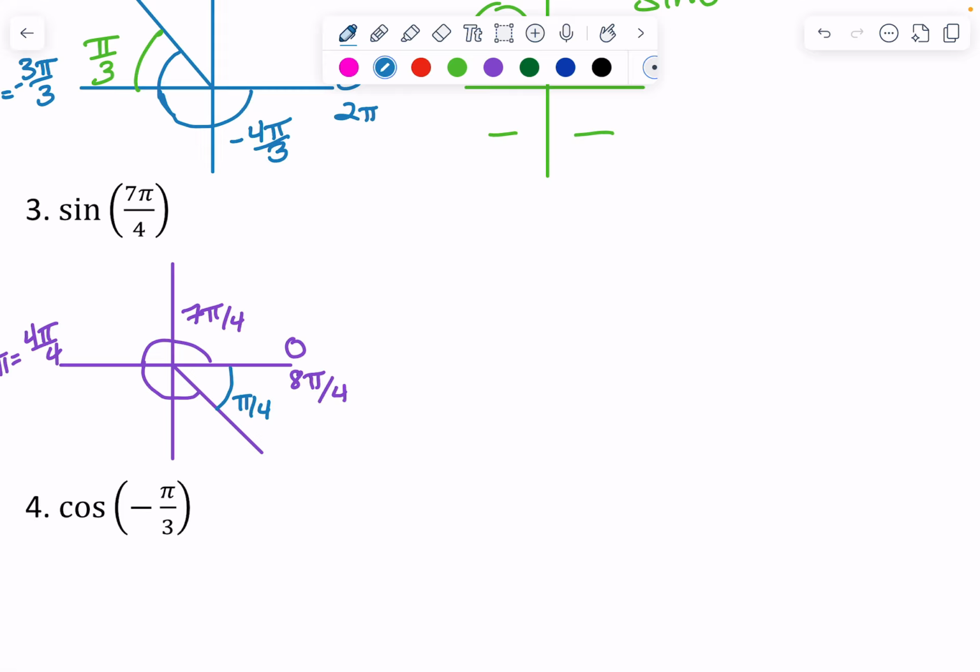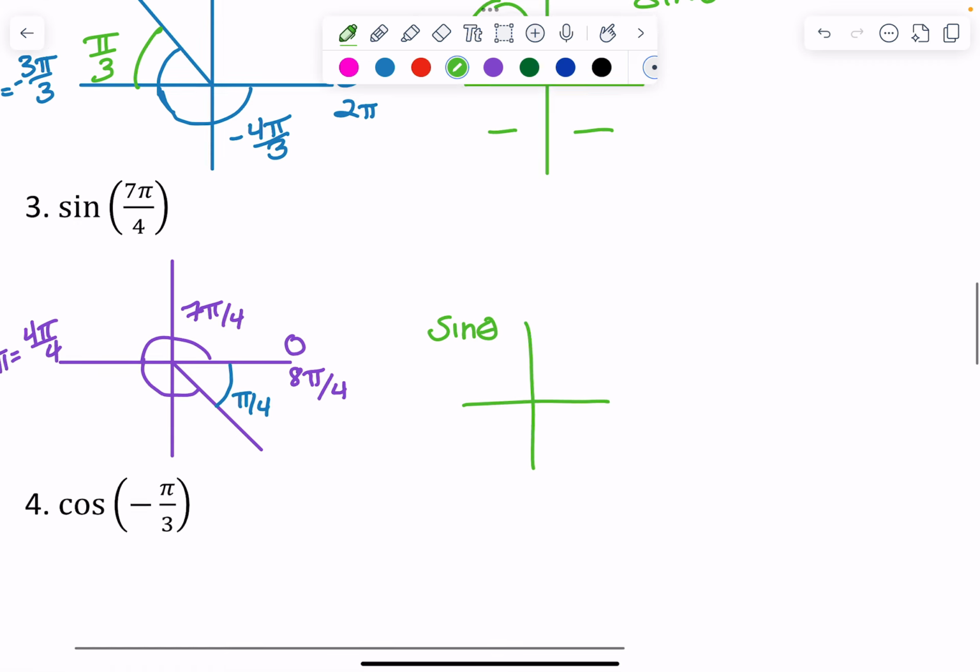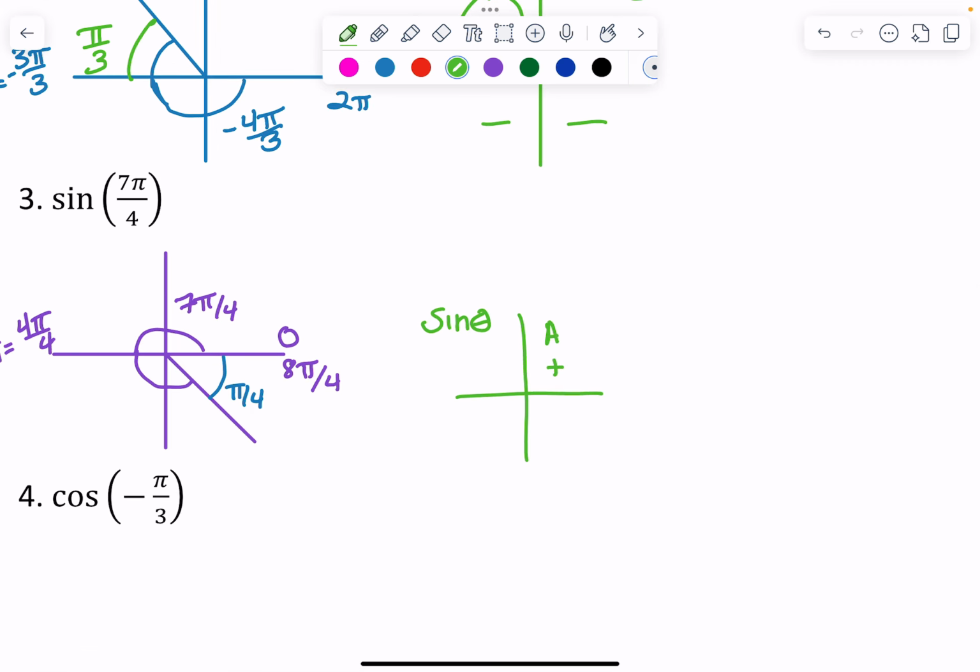That means I'm over here in quadrant 4, so let's take a look at sine in quadrant 4. If I'm looking at sine theta, All is positive there, Students is positive there, Take is negative here, Calculus is negative here. So if you want to write the All Students Take Calculus, go for it. But sine down there in quadrant 4 is going to be negative. If I use my reference angle, here's what I'm going to do. I'm going to say this is equal to the negative of sine of pi over 4.